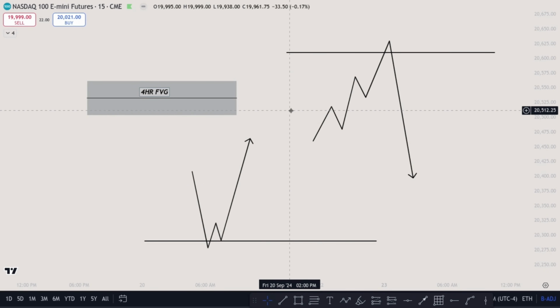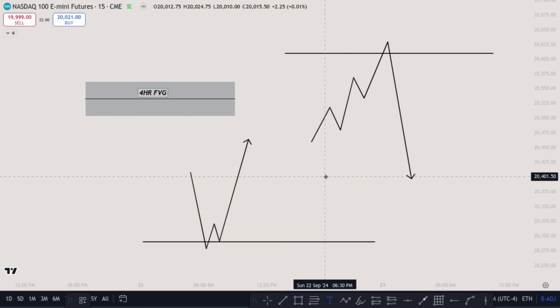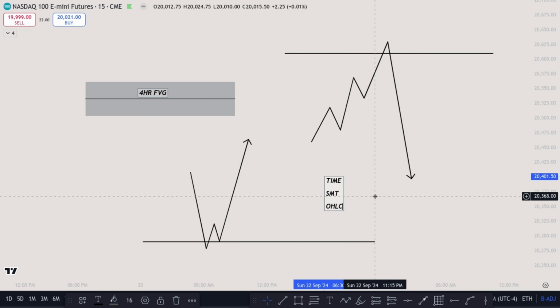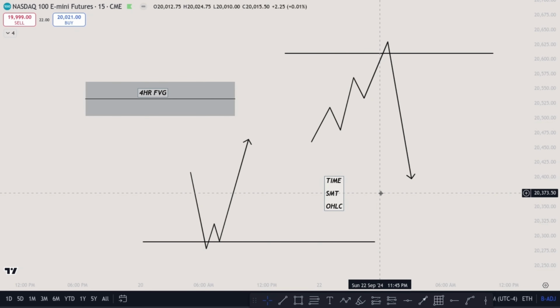Now, when it comes to price, the most important things that you also need to look at are time, which I will not be going over, SMTs, and OHLC, which is open, high, low, close, of a daily candle. It opens high and then it closes lower. Then inside of that daily candle, we have an AMD, which is accumulation, manipulation, and distribution. I won't be going over time that much, but if you want to look more into time, you can watch Hudson's videos about the macros and stuff.